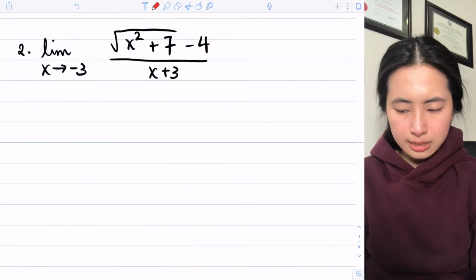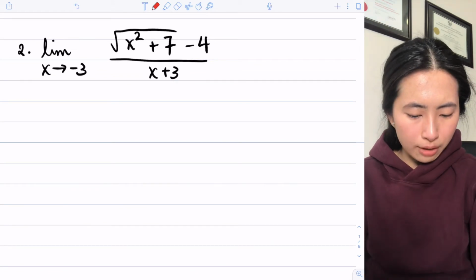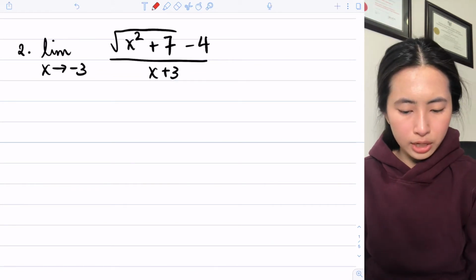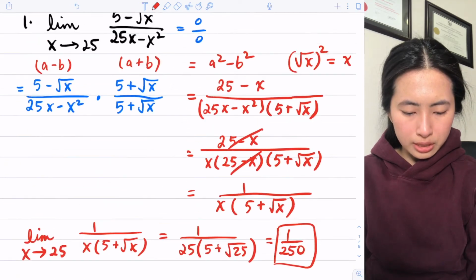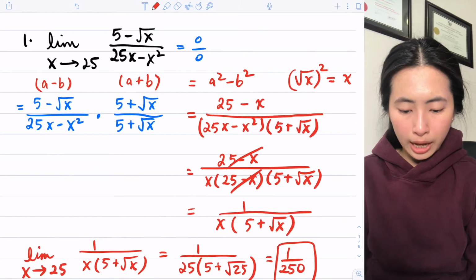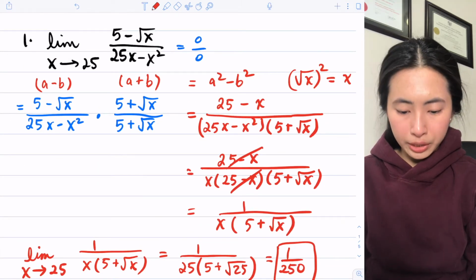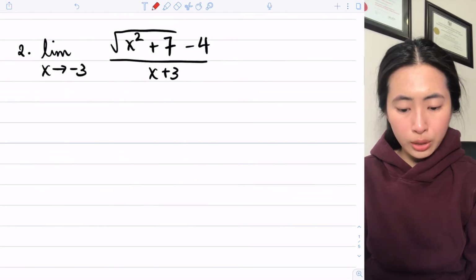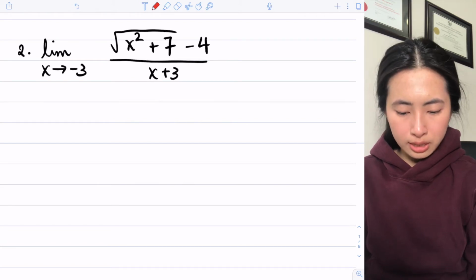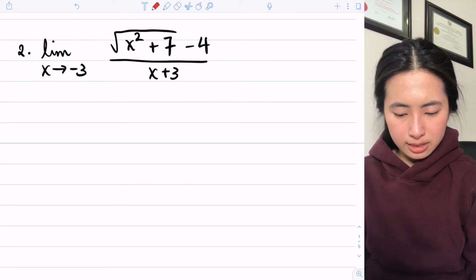Now looking at example 2, we see that we have limit when x approaches -3, and we do have square root of x squared plus 7 minus 4 over x plus 3. So I guess if you were to consider example 1, we do have a radical in our numerator. And if you were to look at number 2, we also have a radical in our numerator. However, there's 2 terms comprising this radical. And really, it's the same concept.